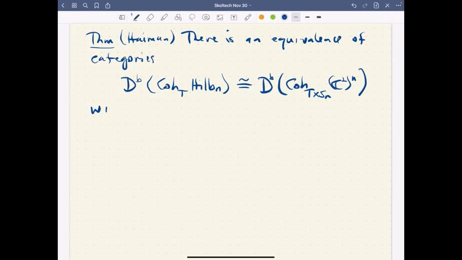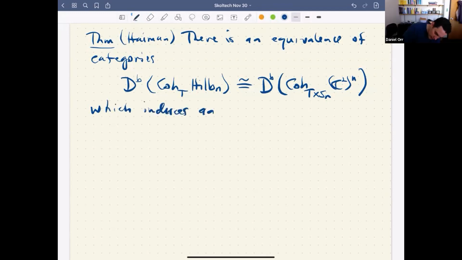Which induces an isomorphism of K vector spaces.